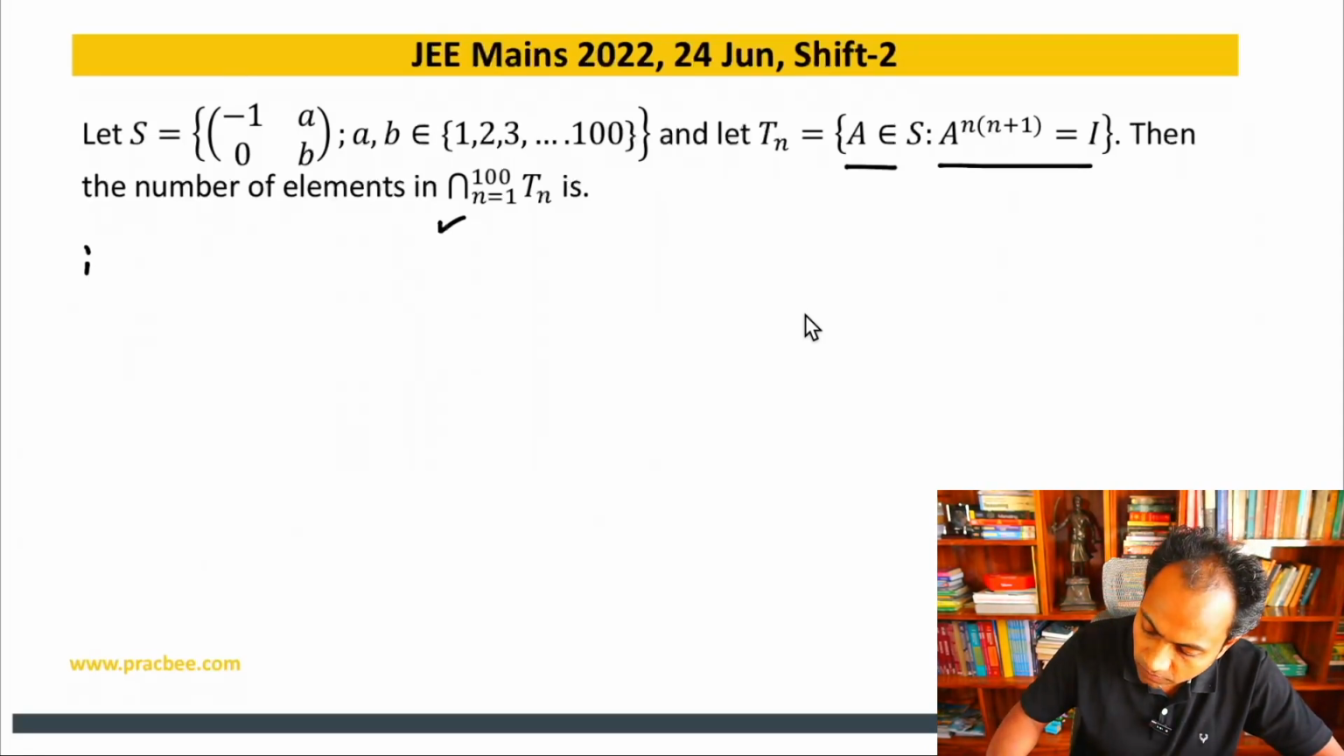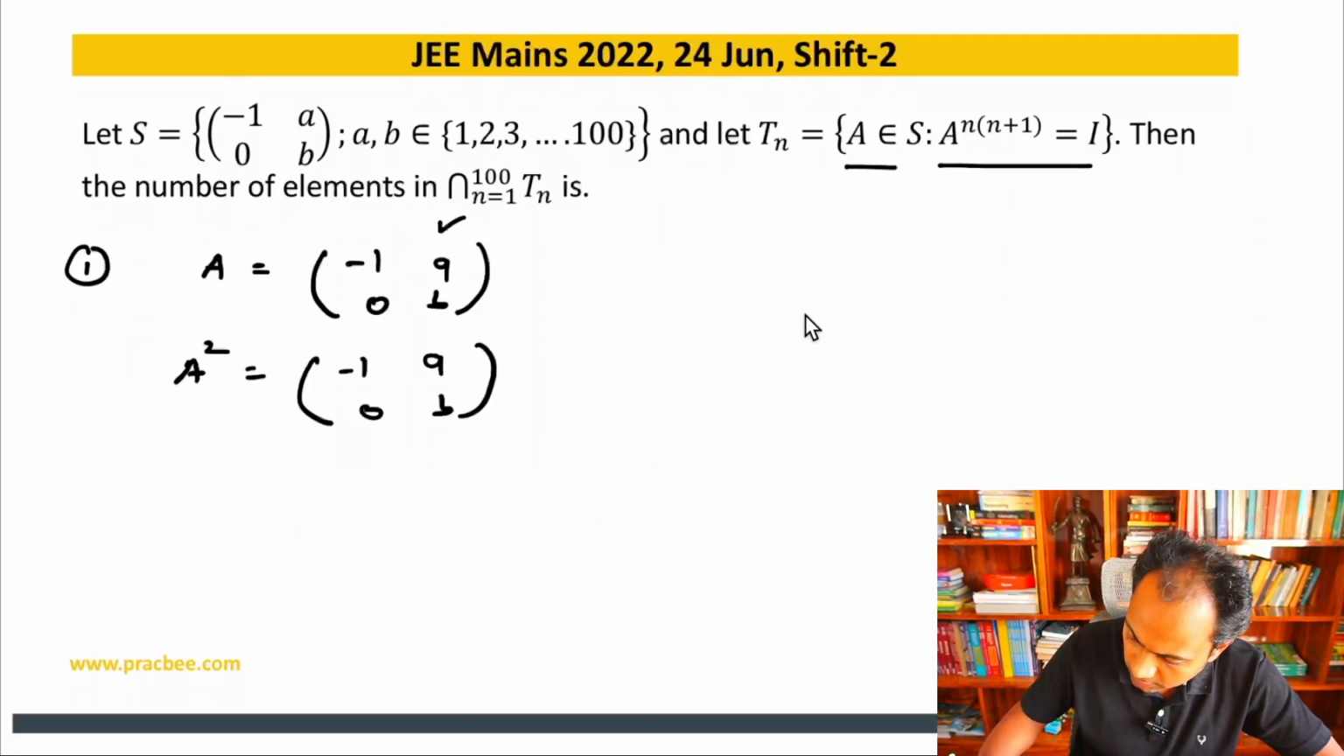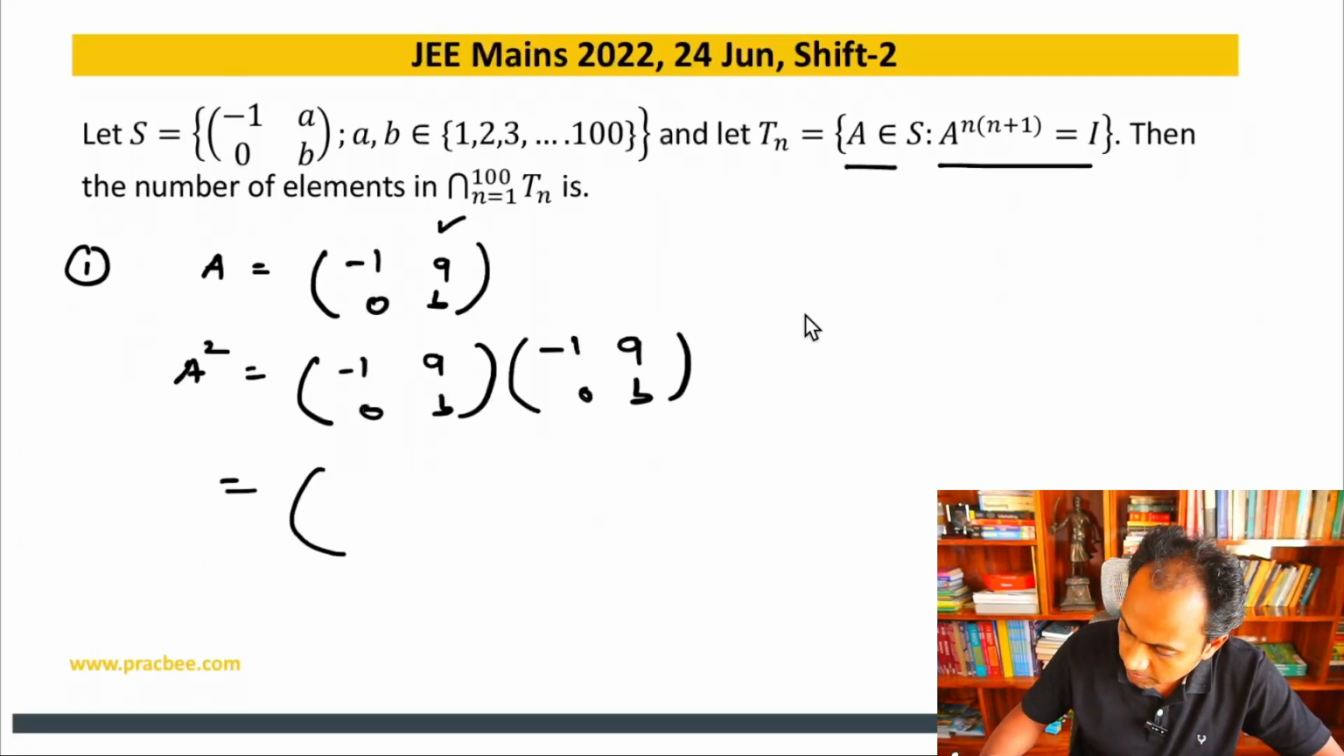So in step 1 what we are going to do is, we have written A, that is nothing but minus 1, a, 0, b. We can write the value of A square. So if I take minus 1, a, 0, b, and this will become minus a, 0, b. We can multiply them, and if I do it so, it becomes nothing but 1. The next part will become nothing but minus a plus ab.